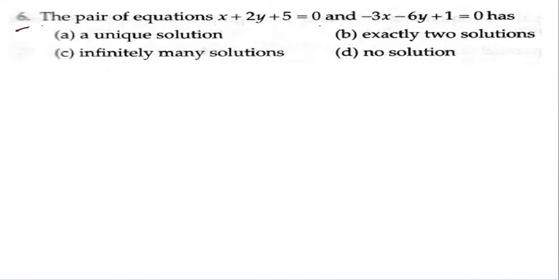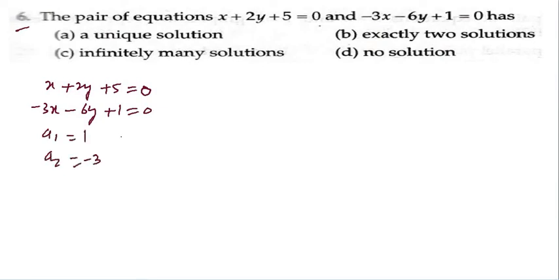Now come to the sixth, the pair of equations. Equation given है क्या क्या? x plus 2y plus 5 equal to 0 and minus 3x minus 6y plus 1 equal to 0 है. सॉल्यूशन बताना है आपको. So minus 3x minus 6y plus 1 equal to 0. So a1 is equal to 1, a2 is equal to minus 3, b1 is equal to 2, b2 is equal to minus 6, c1 is equal to 5 and c2 is equal to 1.